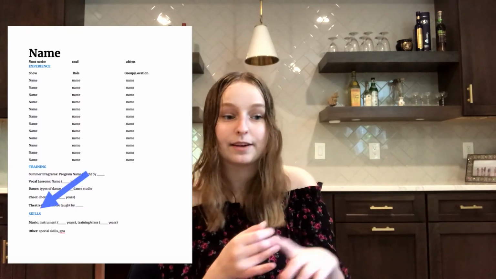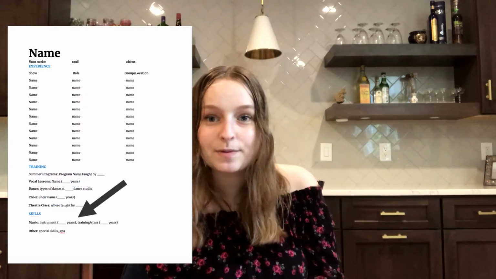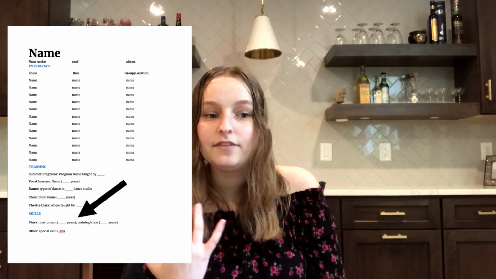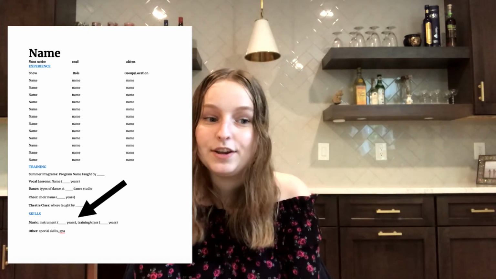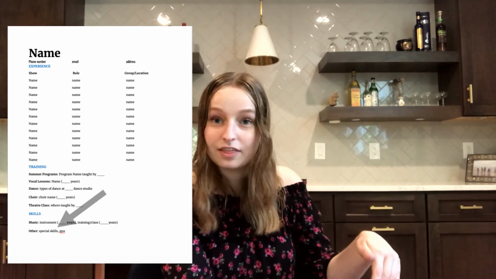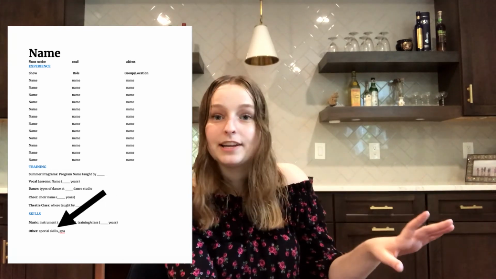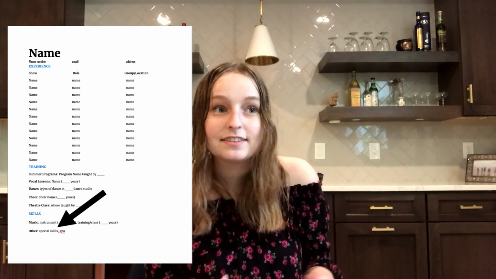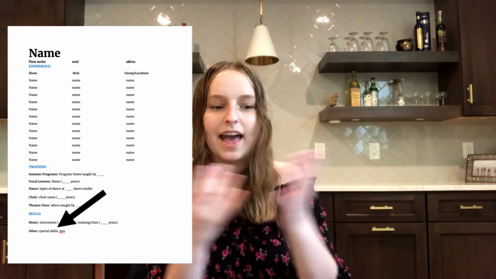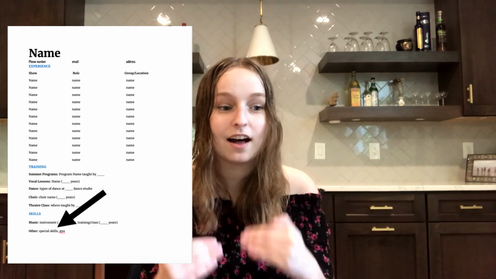And then the last thing you want to have are your skills, so like music skills. If you play any instruments, put that in, with the years. If you did district choir or state choir or an honor society, you could put that there. And then other. This can be flexibility. If you have a high GPA, you can put that there. If you're really good at accents or you can juggle or anything, you could put that in the other part.